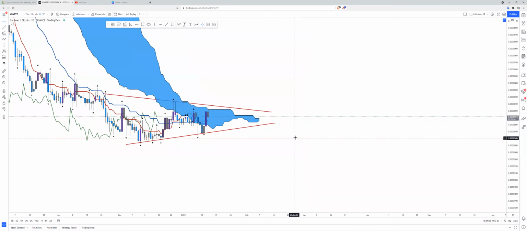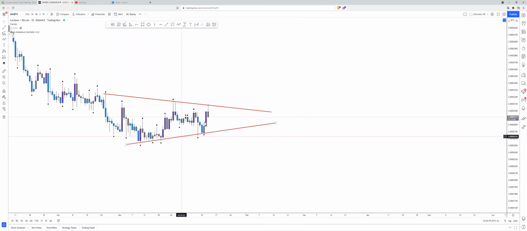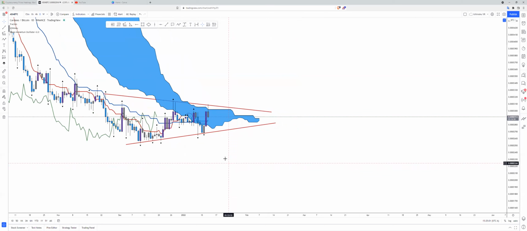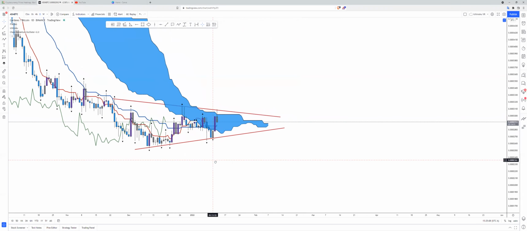So here, if you don't see it, you should see it now. There's a P wave there. You won't have anything significant until it breaks this triangle. So that's one thing.